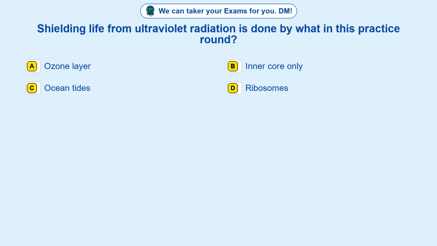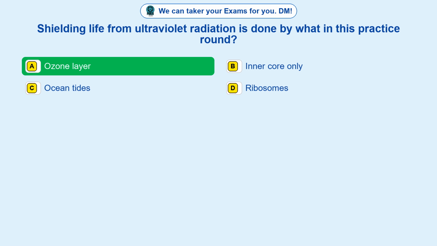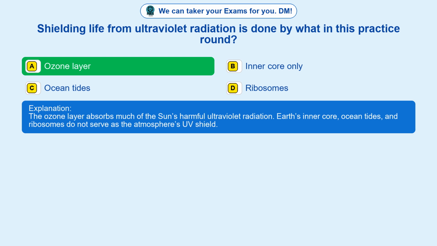Question 97. Shielding life from ultraviolet radiation is done by what in this practice round? Option A, ozone layer. Option B, inner core only. Option C, ocean tides. Option D, ribosomes. The correct answer is option A. Ozone layer. The ozone layer absorbs much of the sun's harmful ultraviolet radiation. Earth's inner core, ocean tides, and ribosomes do not serve as the atmosphere's UV shield.